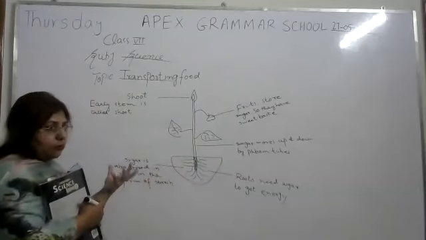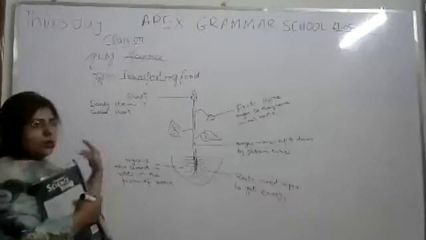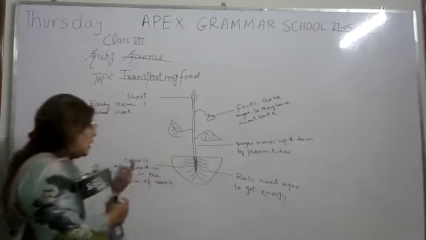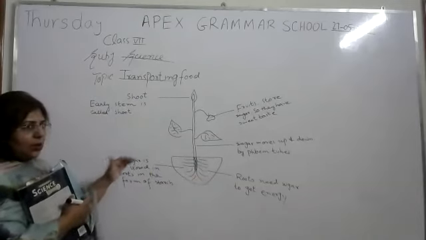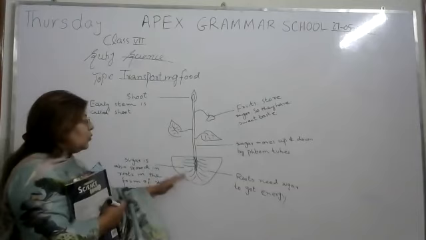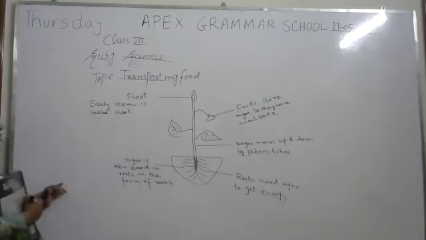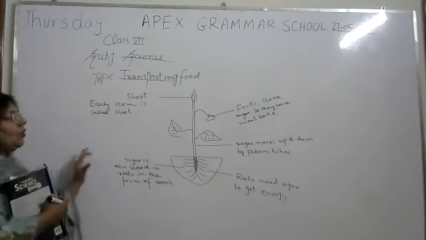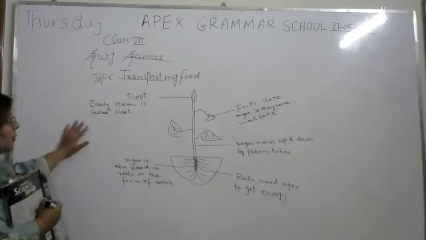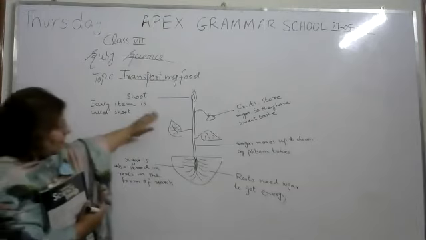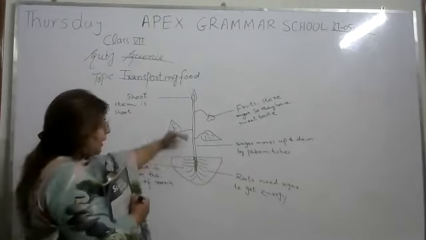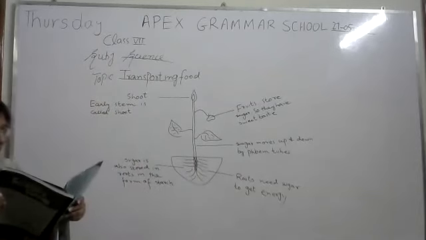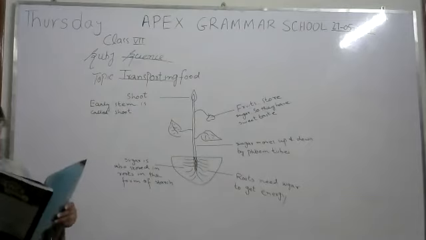Now, roots need sugar in two ways. First, roots need sugar for their energy, and next, sugar is also stored in the form of starch in the roots. This is the process by which food can be transported in the whole body of a plant. Food goes up and down in the body of a plant through flowing tubes. So we have discussed our chapter up to page number 20, transporting food.